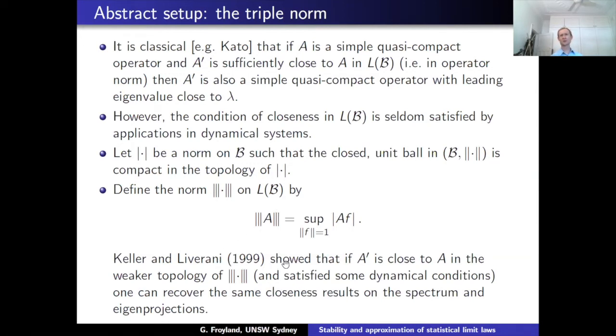Keller and Liverani showed that if your A prime is close to A in this weaker norm, and you satisfy some natural dynamical conditions, then you get the same closeness results on the spectrum and the eigenprojections.